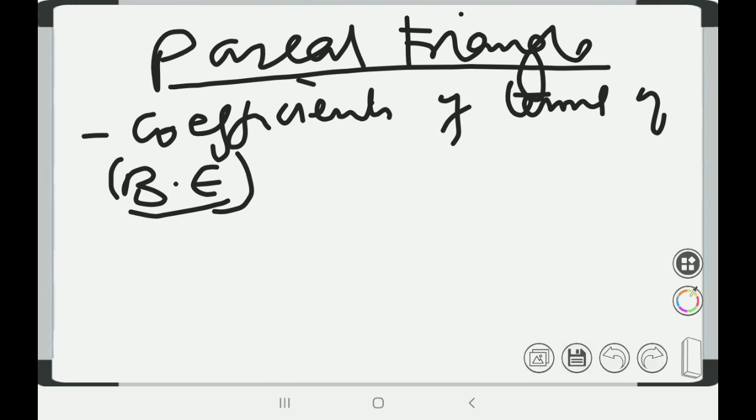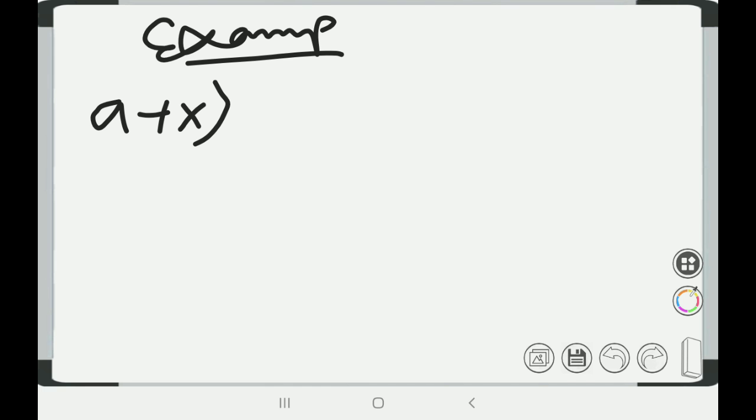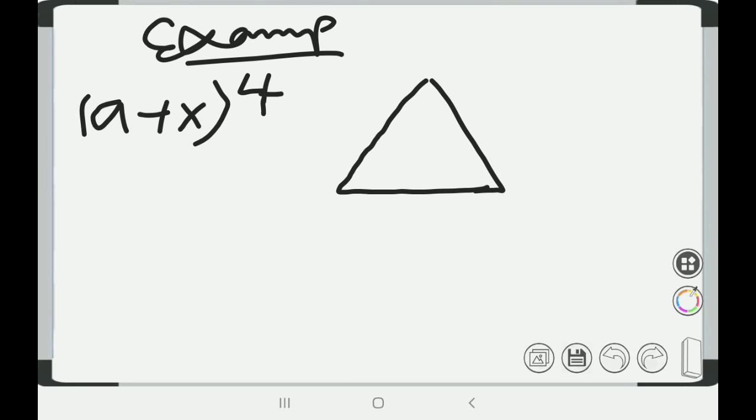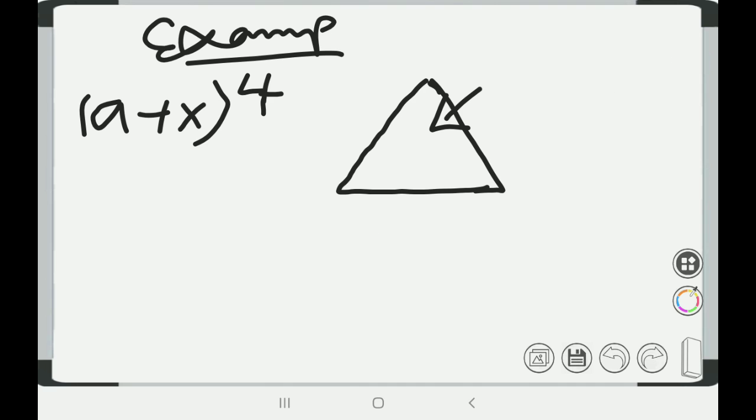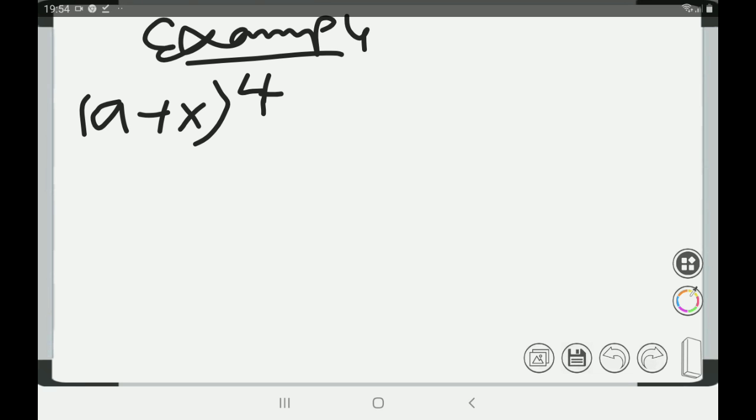For instance, let me give you an example. We may have a plus x raised to 4. So a Pascal triangle can take the shape of a triangle having coefficients only. And we have this one example.